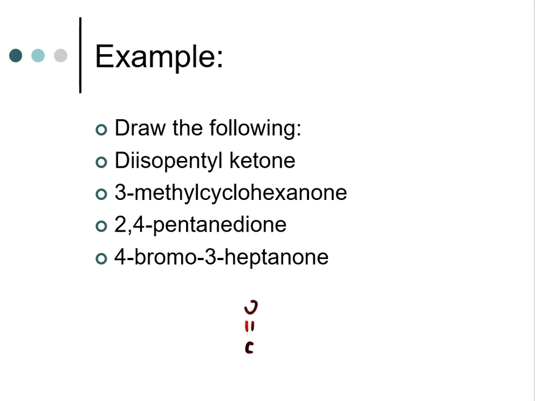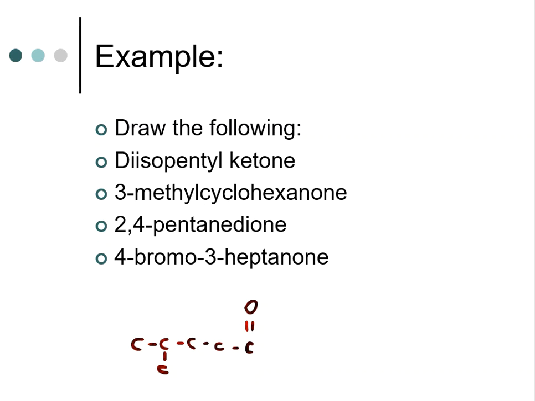My ketone group is a C double bond O. There you go. Isopentyl means 1, 2, 3, 4, 5. Pentyl, 5 carbons. However, this is an iso group. So that means I need to take one of those carbons and branch it. So there's the iso unit, right? And there's 5 carbons in total. 1, 2, 3, 4, 5. They're just not in a main long continuous chain.